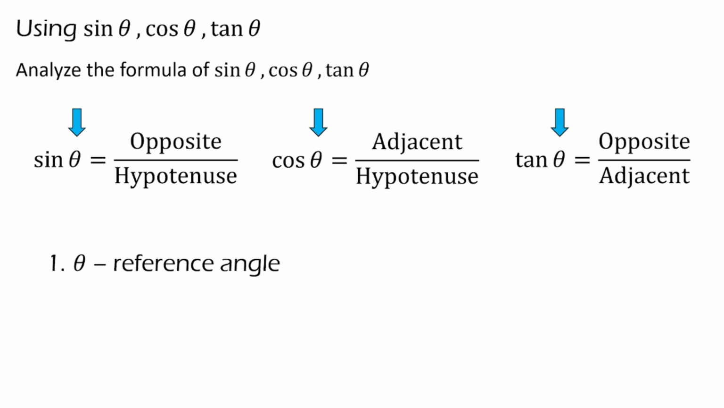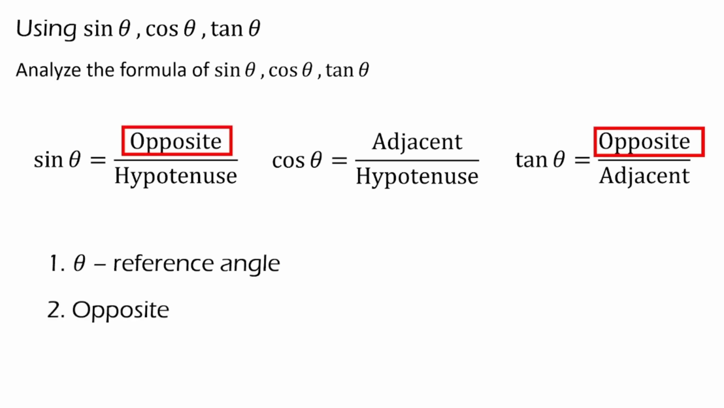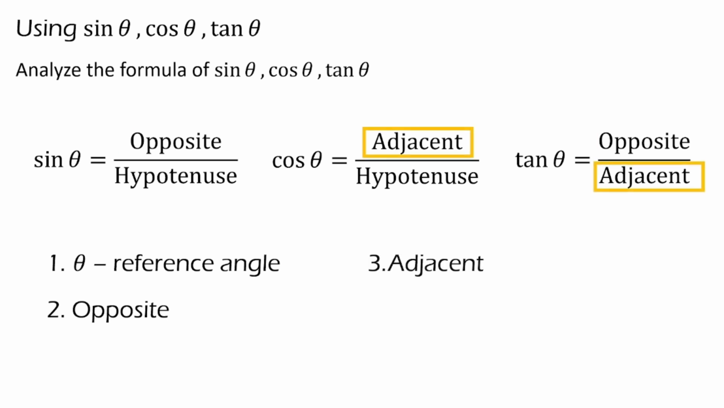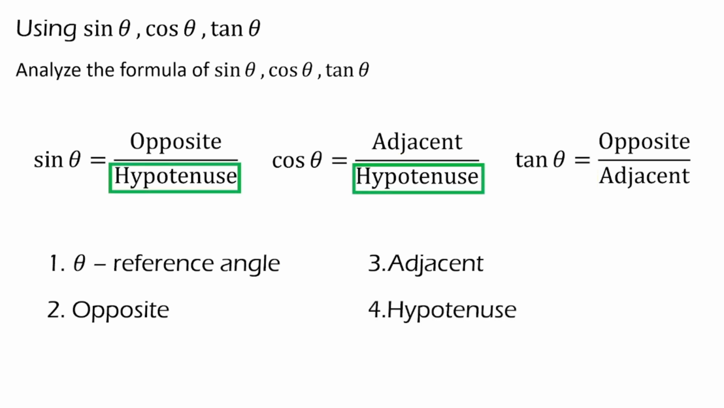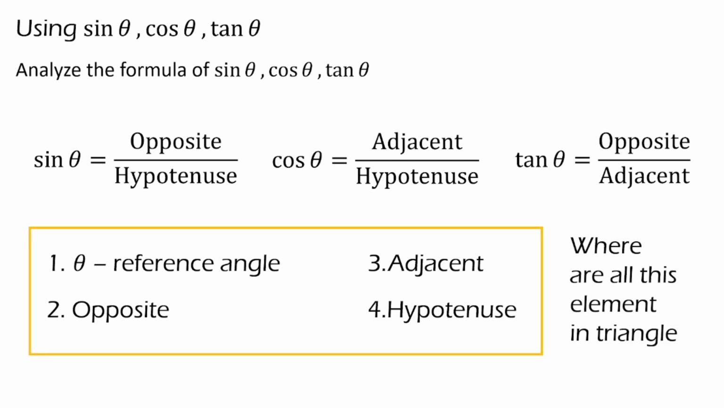The first one we can see is the reference angle. The second one is opposite. The third one is adjacent. And the final one is hypotenuse. Looking at all these four elements, we must first identify where all these elements are in a triangle before we start to use the formula.